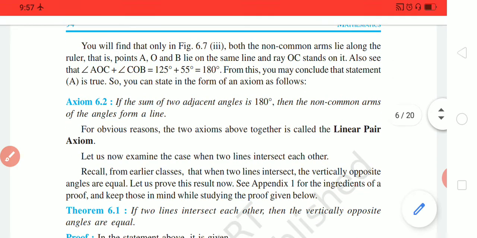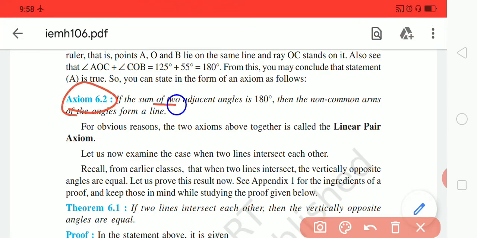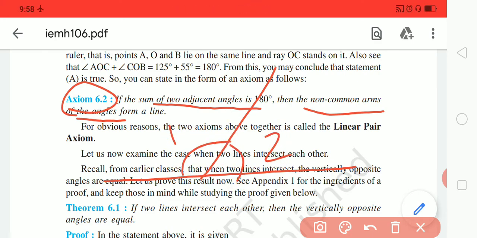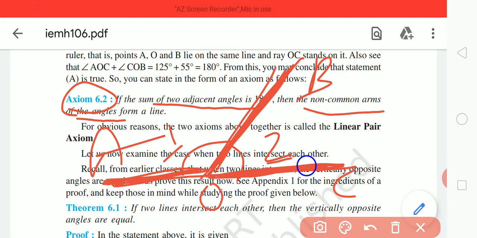So come to axiom number 2 here. This is your axiom number 2. See, if the sum of two adjacent angles is 180 degrees, then the non-common arms of the angles form a line. Okay, I'm taking two adjacent angles, right? Angle 1 and angle 2. So this is the common arm, because A and B are adjacent. And these are two non-common arms, right? I'm taking A, B and C, and this is point O. So these are the non-common arms, OA and OC.